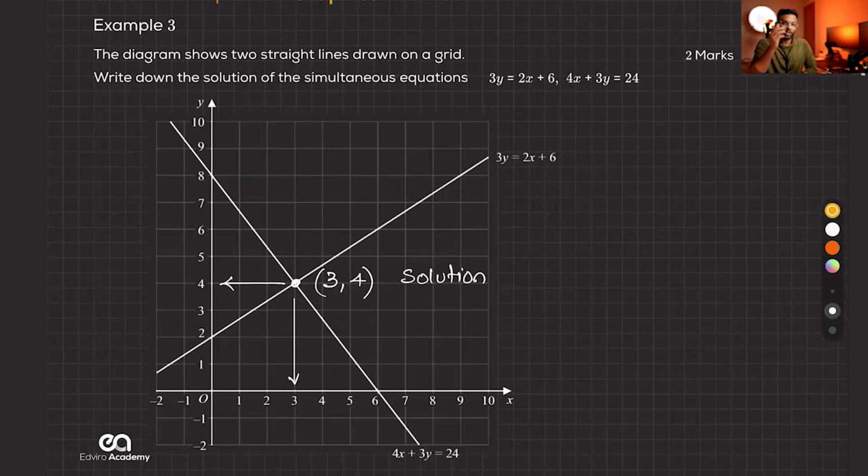So I want you to observe the key part. The diagram shows a straight line on the grid. Write down the solution. You see that? So I don't want you guys to be confused when it says write down the solution. It's where it meets. Cool? Happy? Okay, so we just covered the graphical method.